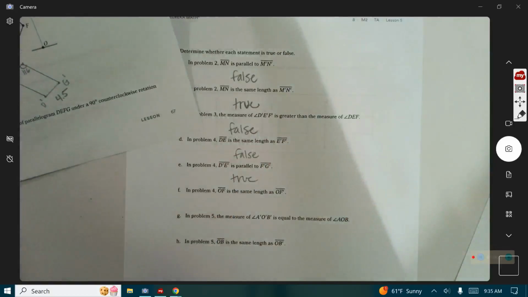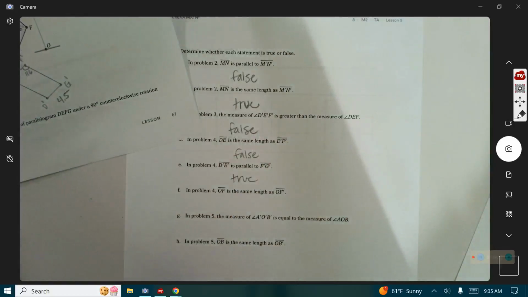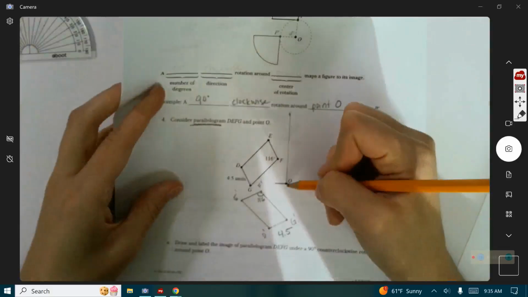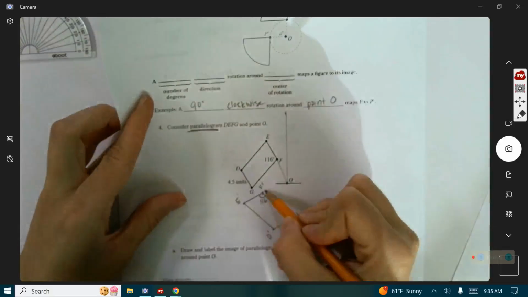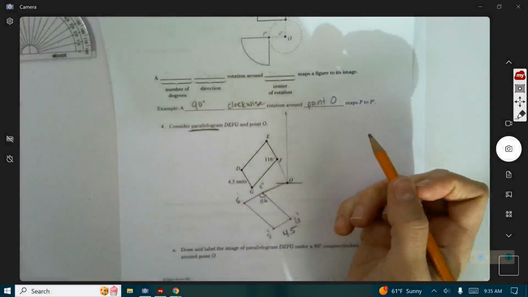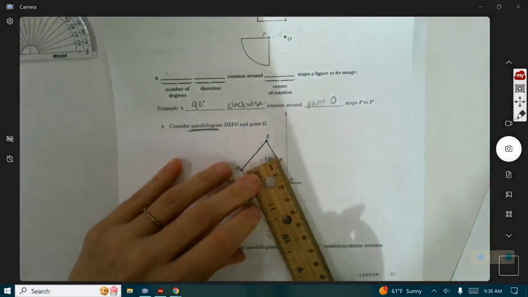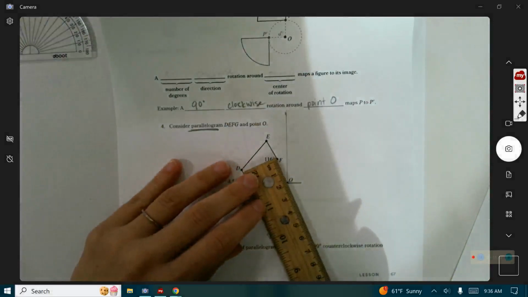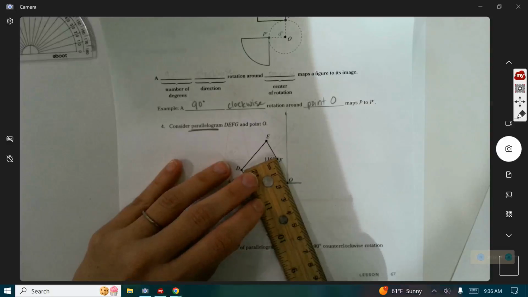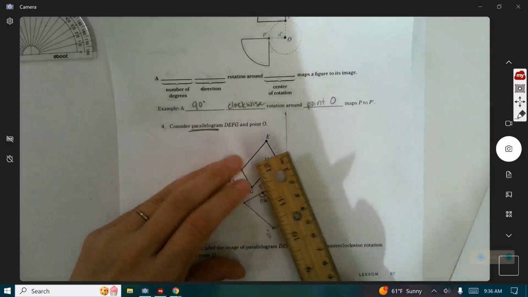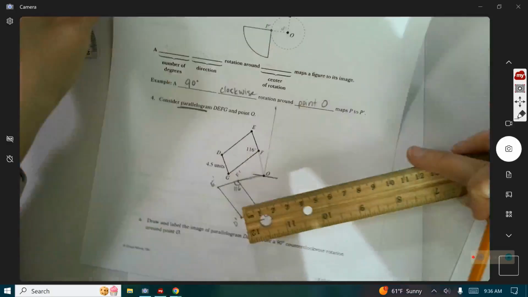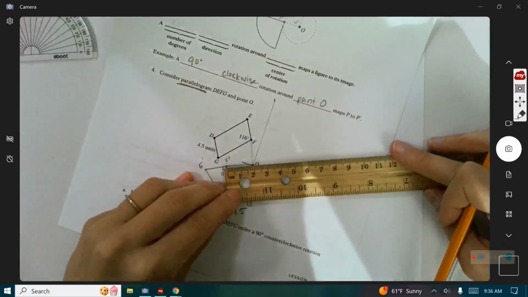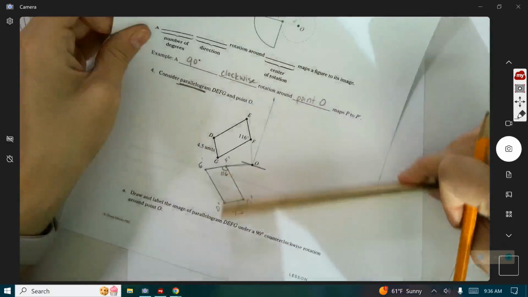In problem 4, OF is the same length as OF prime. So if we were to connect O to F and O to F prime, are those distances the same? This one appears to be about 1.8, pretty close to 2 centimeters. And over here, it appears to be the same.